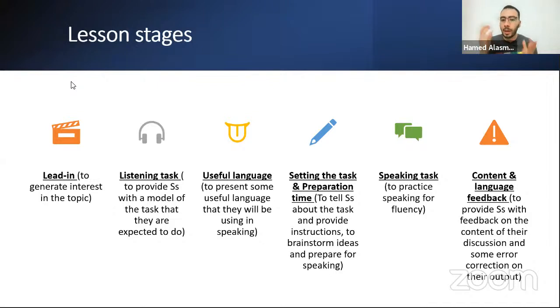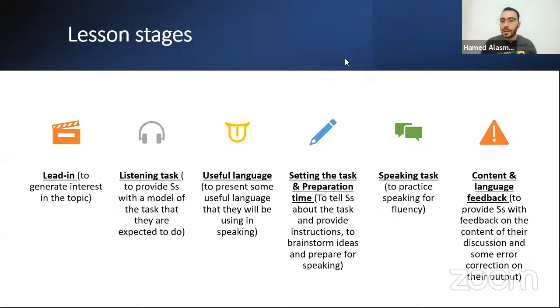Okay. And then we have setting the task and the preparation time. And this is to provide the instructions, tell them about the task. And of course, the preparation is to brainstorm ideas and to prepare their notes before they start speaking.